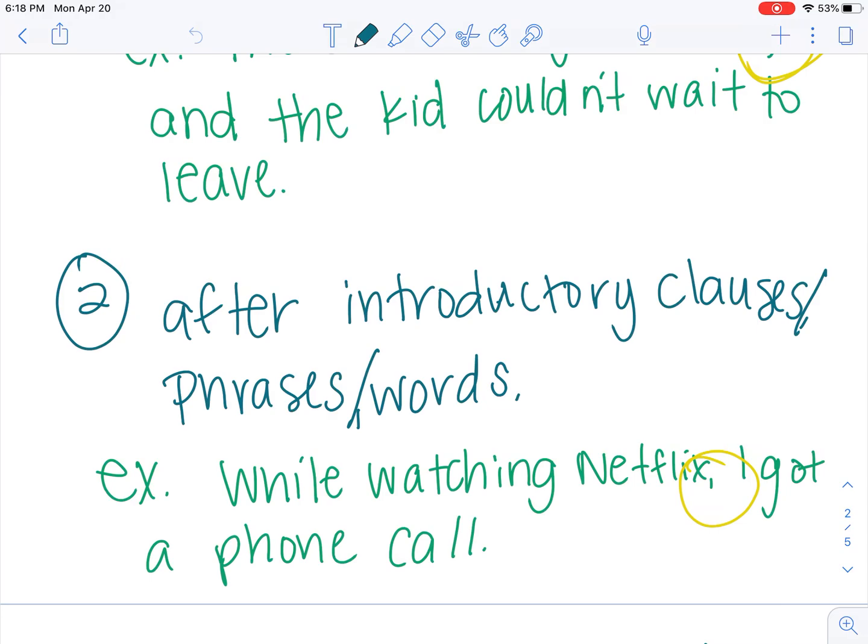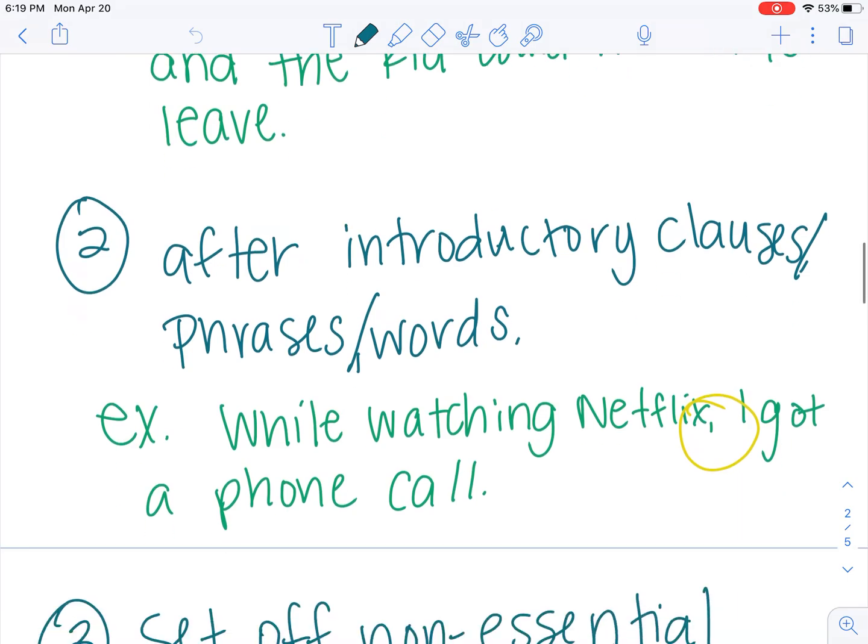You want to put a comma after an introductory clause, phrase, or word. So if I said, while watching Netflix, I got a phone call. That while watching Netflix is sort of separate from I got a phone call, right? I got a phone call could be a sentence on its own. So while watching Netflix is that introductory phrase, so I can put a comma after it. I want to put a comma after it. If I said I got a phone call while watching Netflix, I wouldn't put a comma anywhere. It's just if it's an introductory phrase.